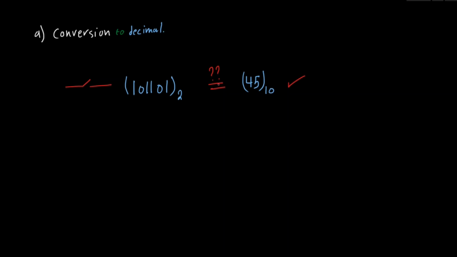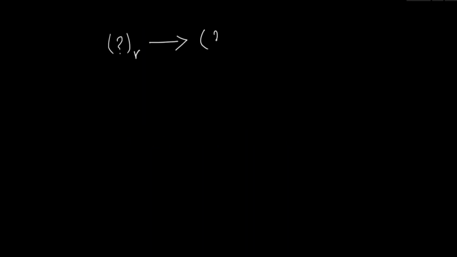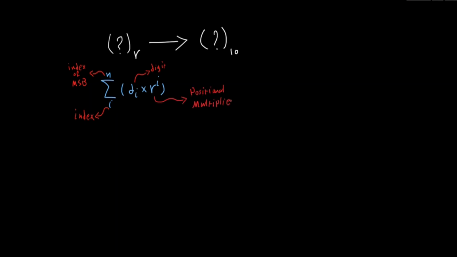The rule says we get the decimal value of a number by basically finding its positional values and adding them up. In other words, by basically applying a summation formula to the positional values for the digits of a number. The formula is the summation from i equals 0 to n of d_i times r to the power i, where i is the index, n is the index of the highest positional multiplier, d is the digit, and r is the radix of the number we are converting from.